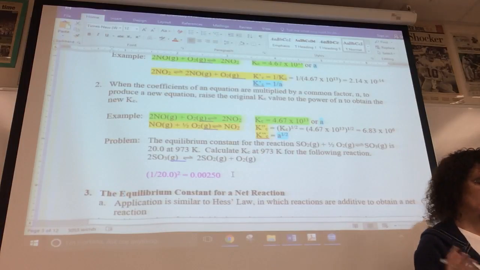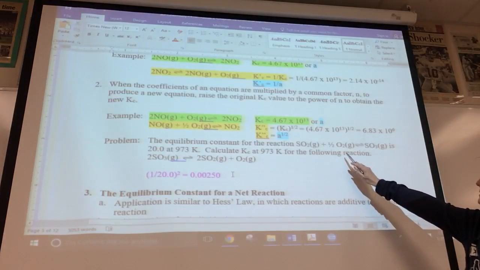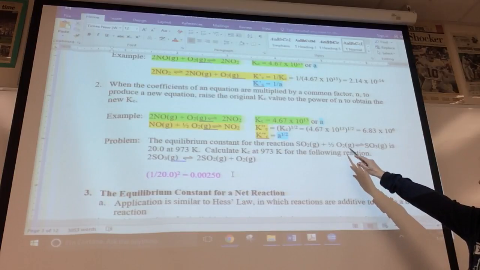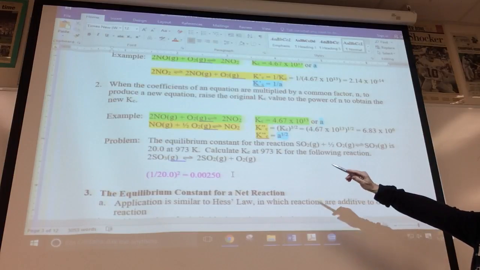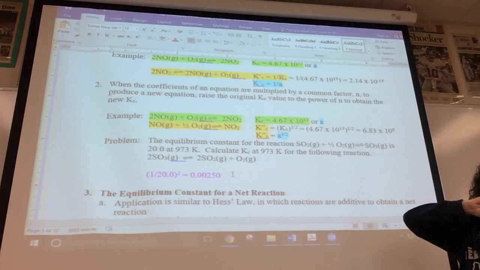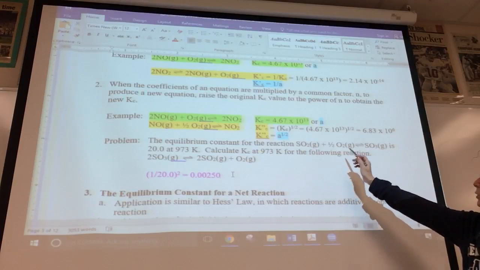Actually, here's an example, and then I'll show you for a net reaction. It says the equilibrium constant for the formation of sulfur trioxide from sulfur dioxide and 1/2 mole of oxygen gas is 20 at 973 Kelvin. And again, the temperature must be specified because temperature is the one factor that alters the value of KEQ. Calculate Kc at this temperature.